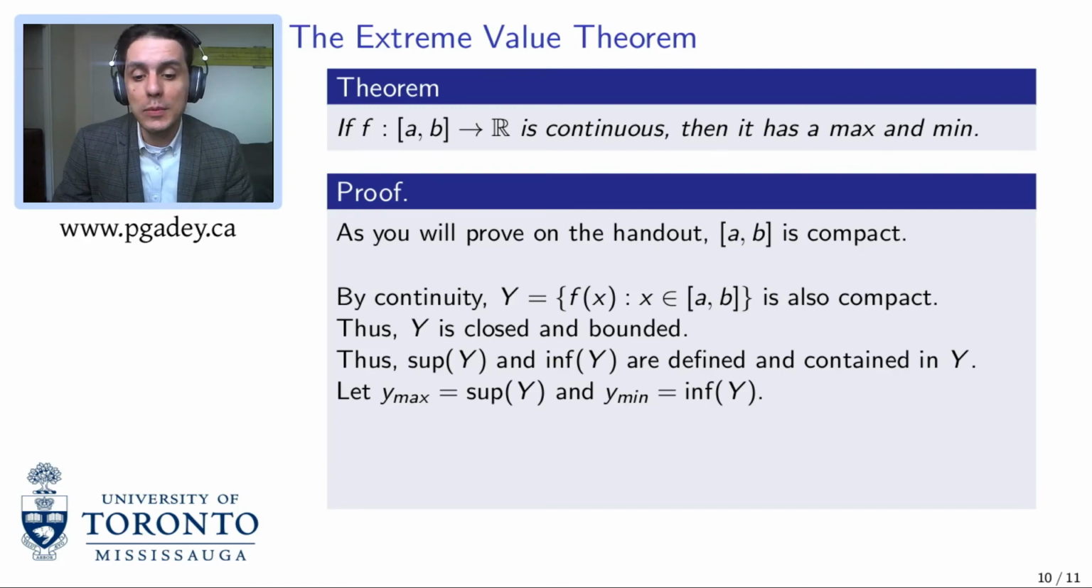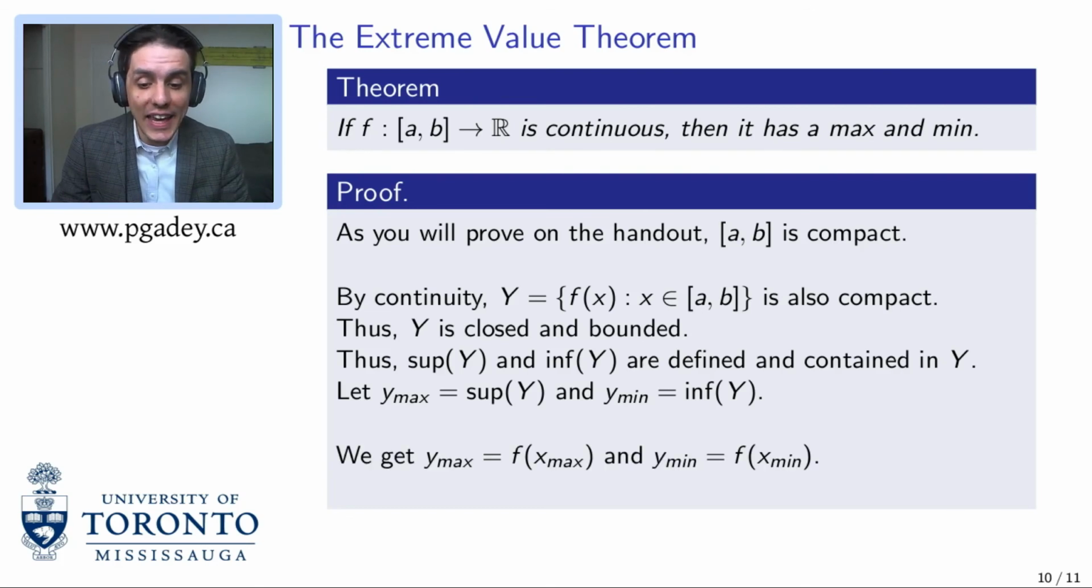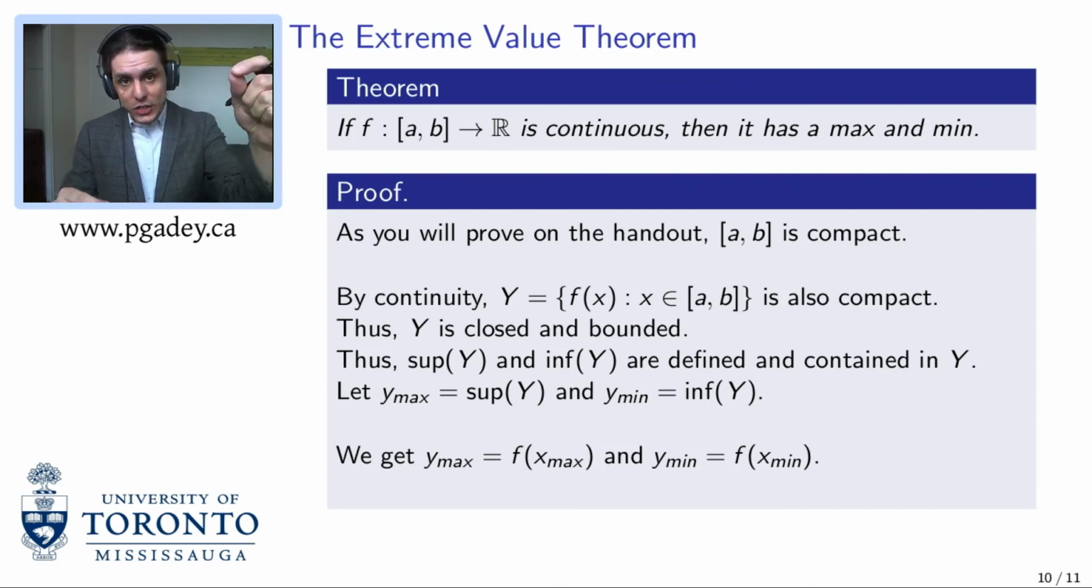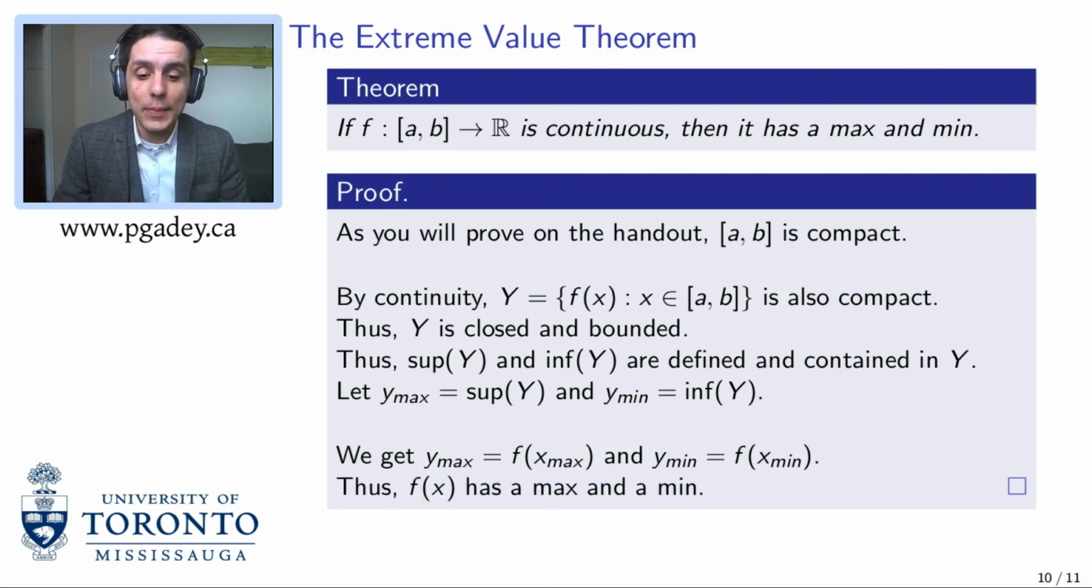So we're going to give names to those. We're going to say y max is the sup and y min is the inf. And these are going to be contained in the set Y. So they're going to have x's that get sent to them. So f of x max will be y max, and f of x min will be y min. So these are points that get sent to the sup and inf of the image. So these are the values that become the max and min.